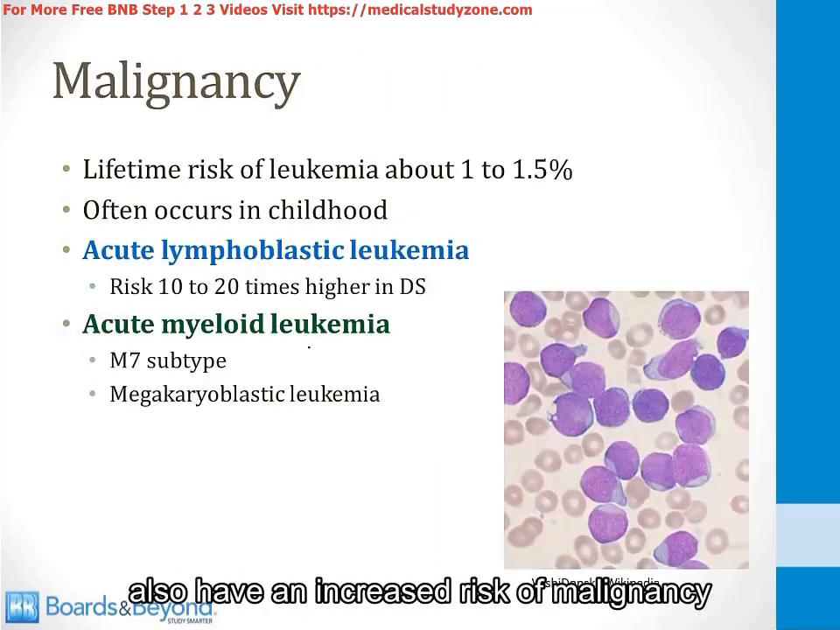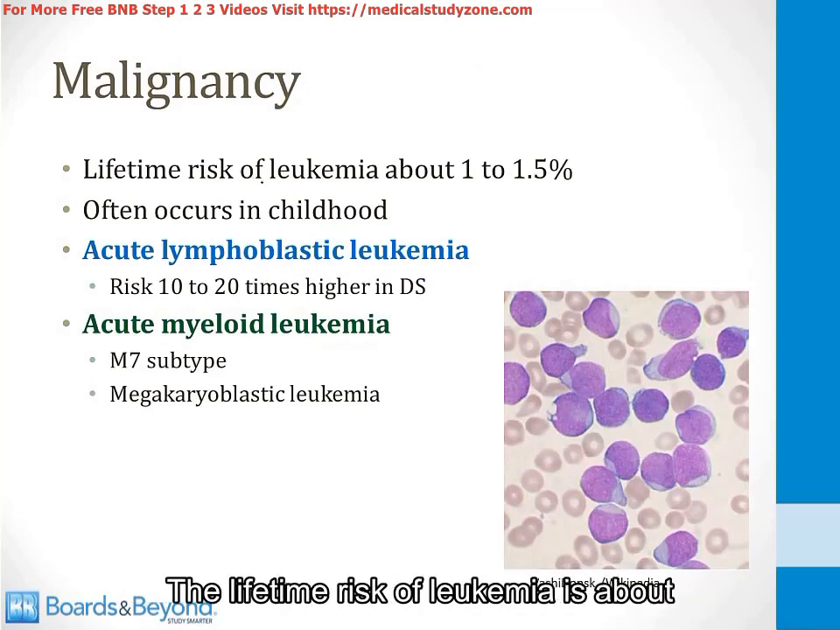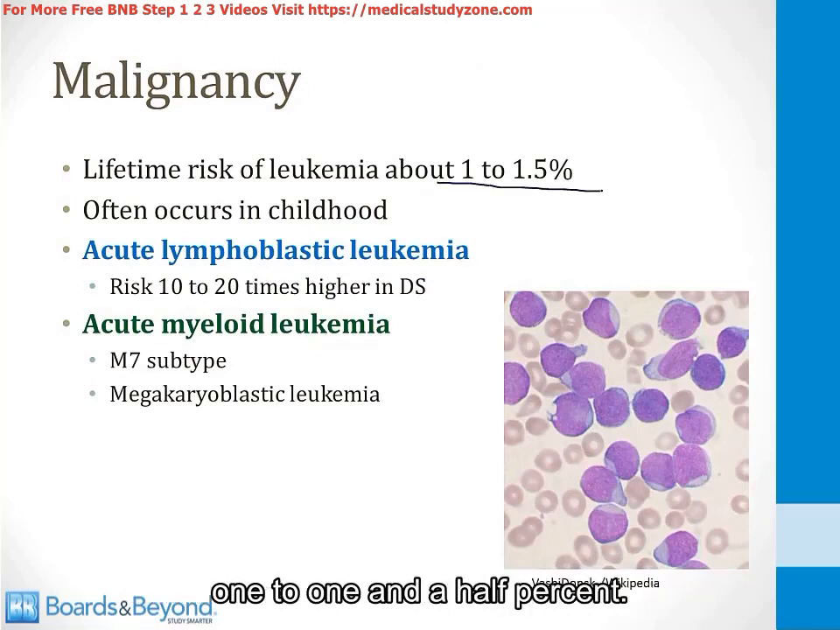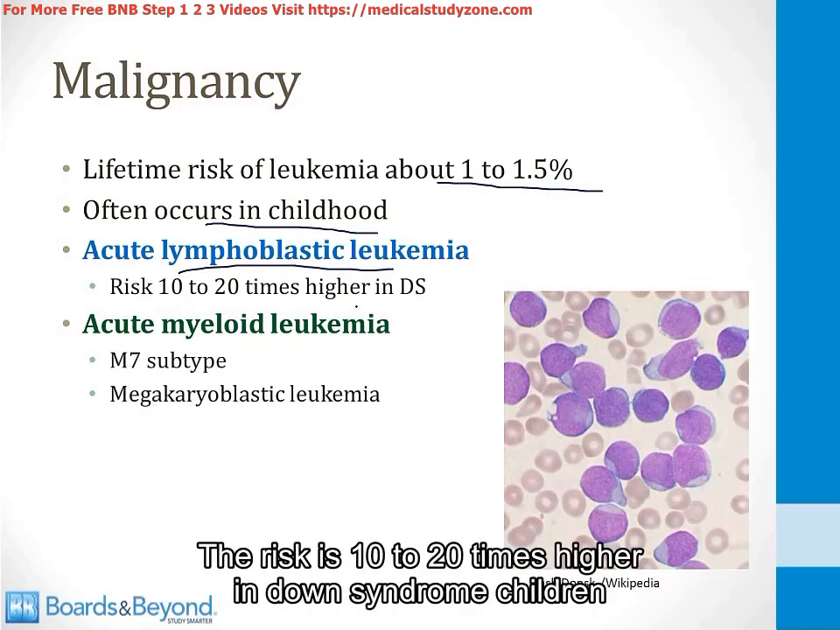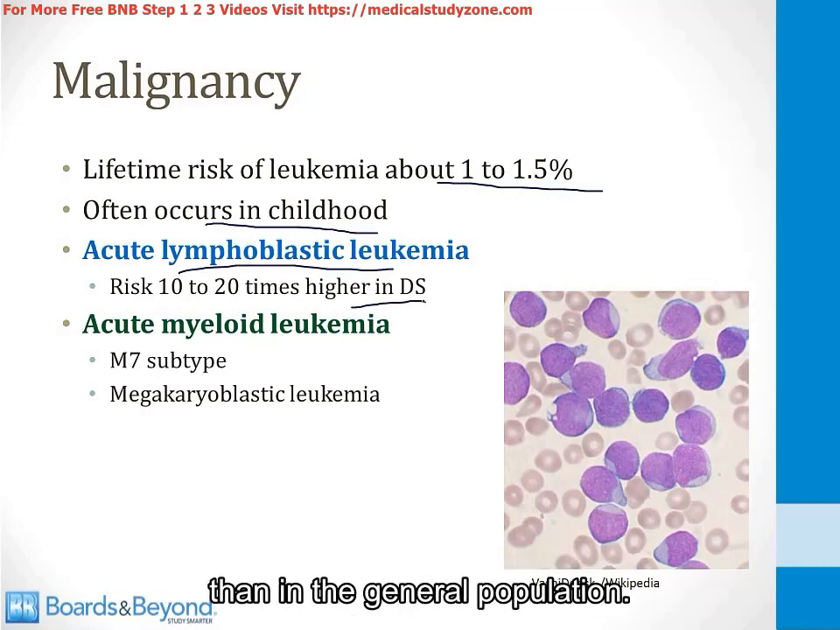Children with Down syndrome also have an increased risk of malignancy, especially leukemia. The lifetime risk of leukemia is about 1 to 1.5%. It often occurs in childhood. Children with Down syndrome can develop acute lymphoblastic leukemia. The risk is 10 to 20 times higher in Down syndrome children than in the general population.